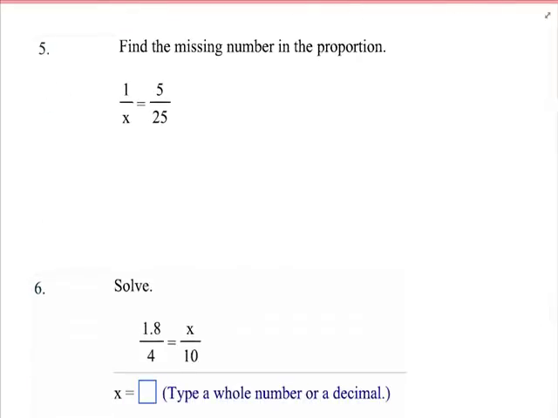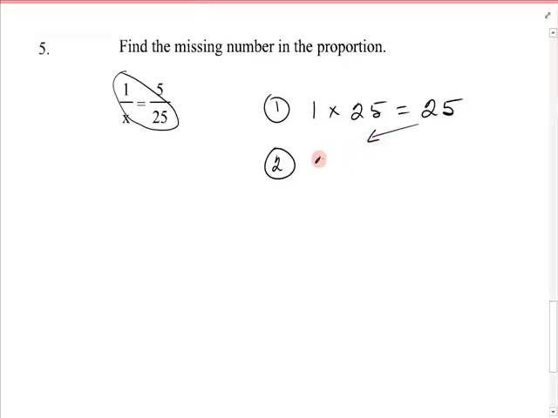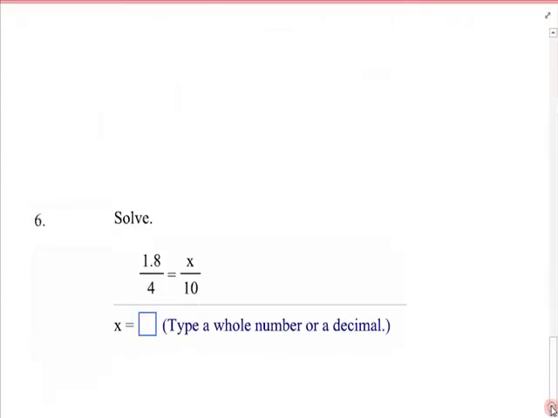Okay, we have just a few more. Next one, the cross product with two numbers is right there. 1 times 25 is, nice problem, 25. Step 2, take that, 25 times 5, divided by 5 gives me 5. X is 5. 5 is the missing number in the proportion.